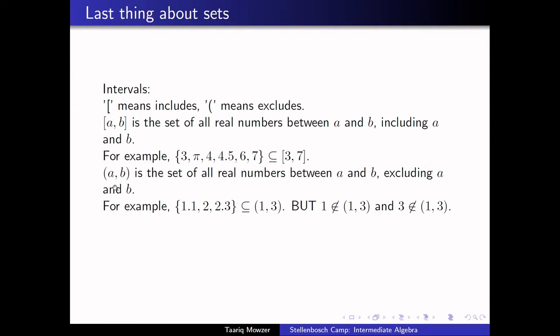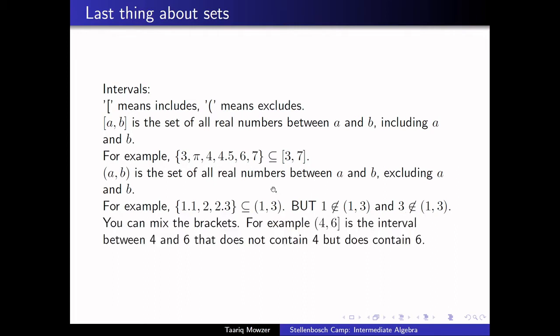We can also have sets with curly brackets, which is the set of all real numbers between a and b, excluding a and b. Remember, curly means excludes. So for example, (1, 3) with curly brackets means all the numbers between 1 and 3, not including 1 and 3. And that's what I've written here. Well, 1.1 is in it, 2 is in it, 2.3, 2.5, 2.7 are all in this, but 1 is not in it, and 3 is not in it.